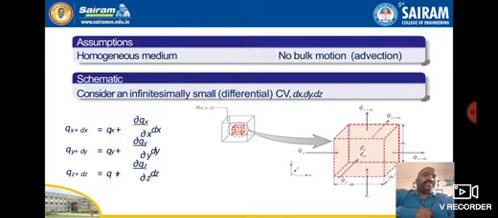So next one is assumptions made. This is very important. We are going to derive the three-dimensional equation for heat transfer, the three-dimensional heat conduction equation. So here a certain set of assumptions are made. The first assumption is that it is a homogeneous medium and no bulk motion will be there, and the thermal conductivity of that material is the same in all directions, that is, it is isotropic.